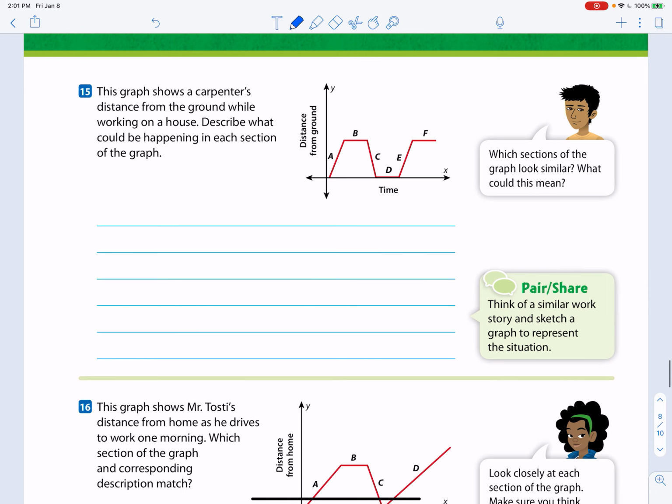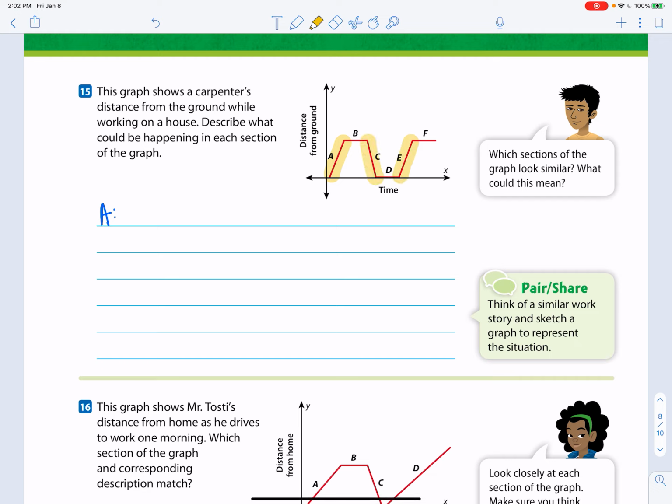The graph shows a carpenter's distance from the ground while working on a house. Describe what could be happening in each section of the graph. Alrighty. So in section A, since we're comparing the distance from the ground and time, this is really steep. Okay, so the steepest parts we're seeing are A, C, and E.